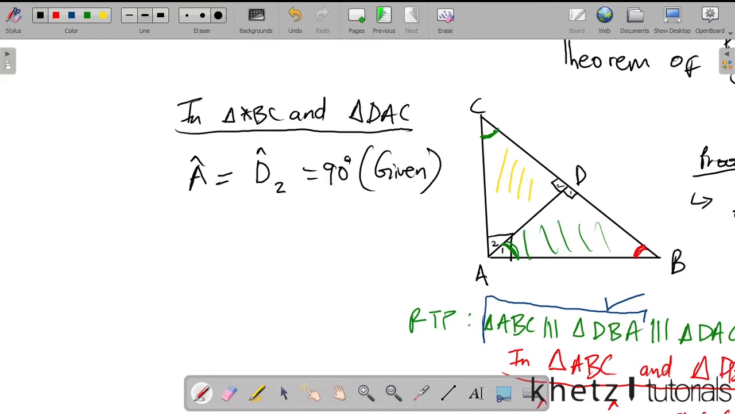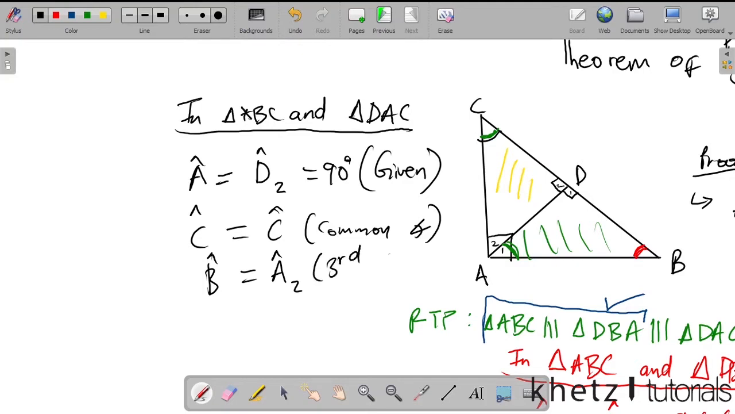And we have angle C equals to angle C. It's a common angle. It's common to both. It's inside DAC and it's also inside ABC. And therefore we can say common angle. And just as we previously did, you can just say B is therefore equals to A2, which is the last angle in DAC. And the reason would be third angle of triangle. And therefore we can conclude that ABC is similar to triangle DAC, and the reason for that would be angle, angle, angle.